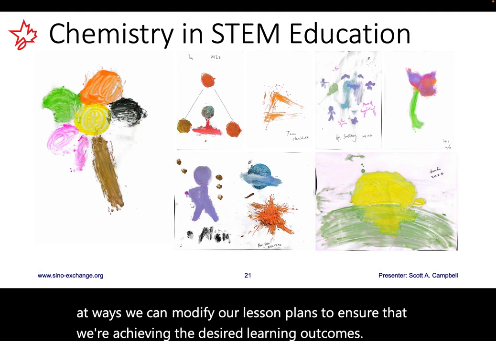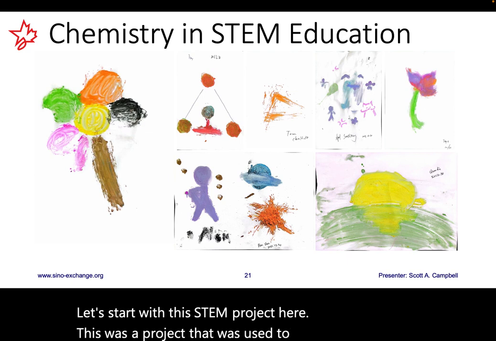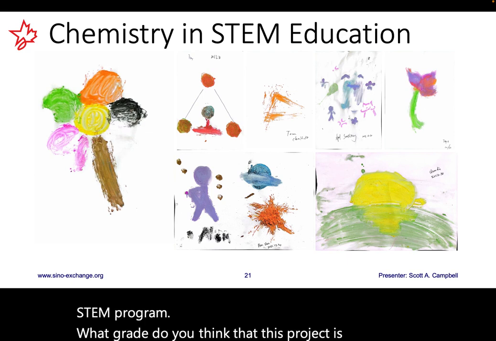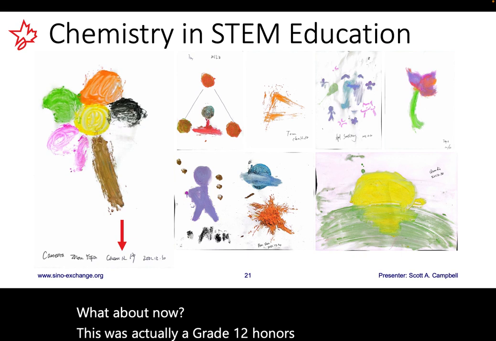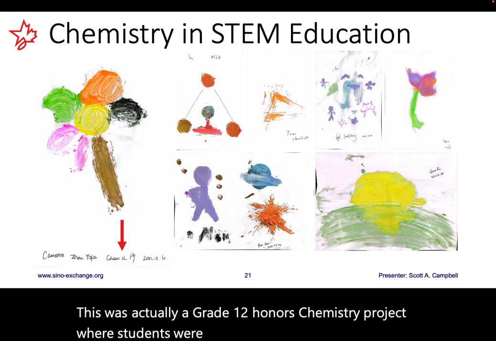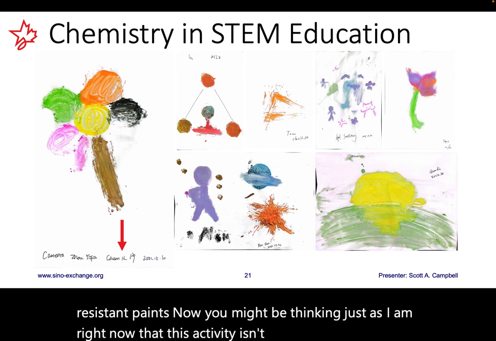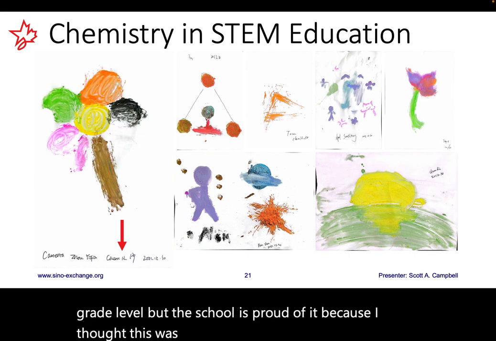Let's start with this STEM project here. This was a project that was used to promote a school STEM program. Now, what grade do you think that this project is for? What about now? This was actually a grade 12 honors chemistry project where students were learning about creating water-resistant paints. Now, you might be thinking, just as I am right now, that this activity isn't appropriate for that grade level. But the school was proud of it because they thought this was a good example of STEM education because the students had engaged in hands-on learning.